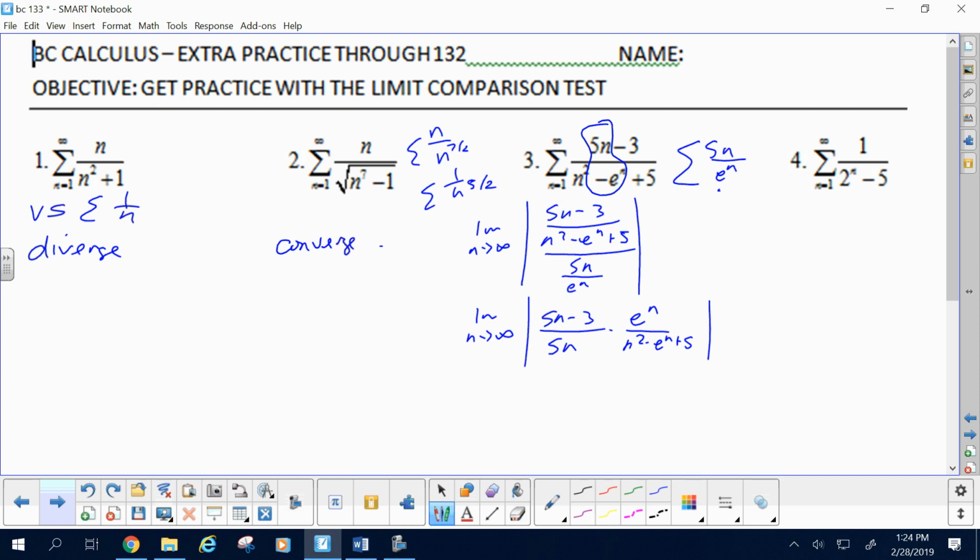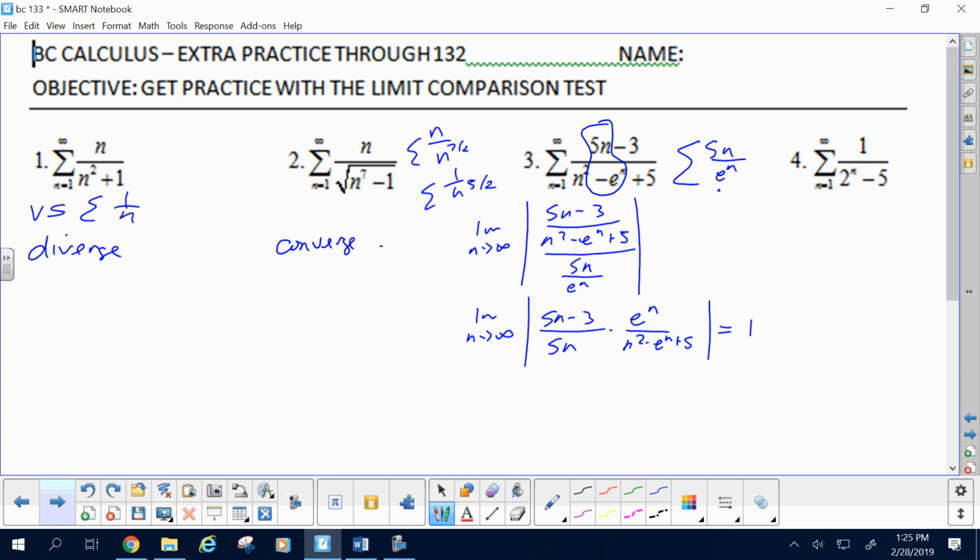All right, what does 5n minus 3 over 5n approach? What's 5 trillion minus 3 over 5 trillion? Pretty much just 1. So that's 1. And this, although n squared is nice and 5, those are great, and not to ignore them, but really, when n gets infinitely large, it's really about those two. It starts to approach e to the n over negative e to the n, and so that approaches negative 1, but the absolute value takes care of it. And so, at the end of the day, this limit is 1.